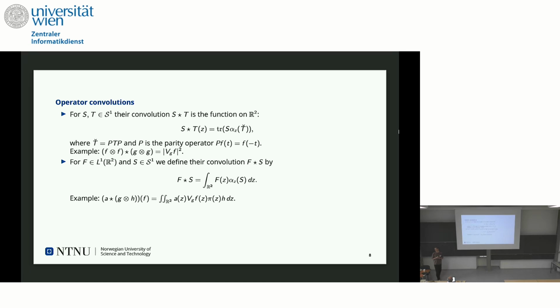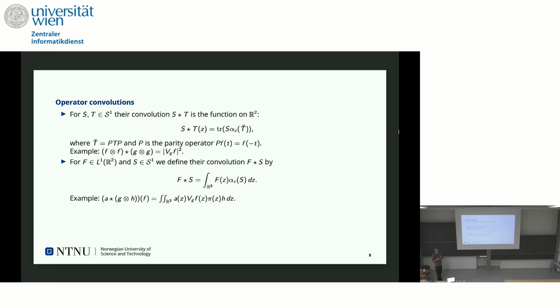So initially, we consider two trace class operators, S and T, and some L1 function F. We can define both an operator-operator convolution and an operator-function convolution. For an operator-operator convolution, this is going to define a function on phase space. And this is just given by the inner product, or the trace, of S composed with translations of T. Our T hat here is just composing with the parity operator to get this flip of the Weyl symbol.